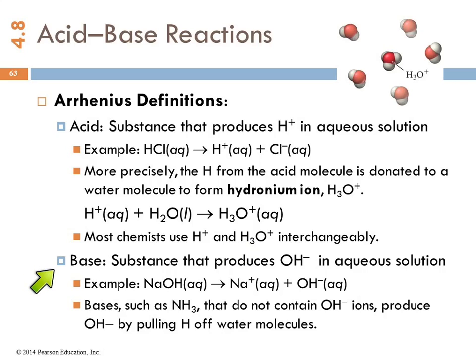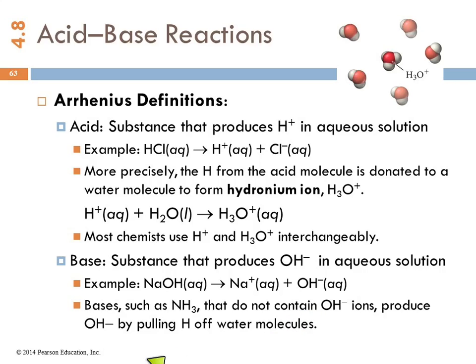A base, by the Arrhenius definition, is a substance that produces hydroxide ions in aqueous solution. So sodium hydroxide. This is a soluble ionic compound. Sodium compounds are soluble. It produces sodium ions and hydroxide ions. It's a base. There are other bases like NH3. You look at NH3 and you wouldn't necessarily predict that that's going to form hydroxide ions, right? It doesn't have any oxygen in it. It's got hydrogens, but it doesn't have any oxygen in it. So how could it make hydroxide ions?